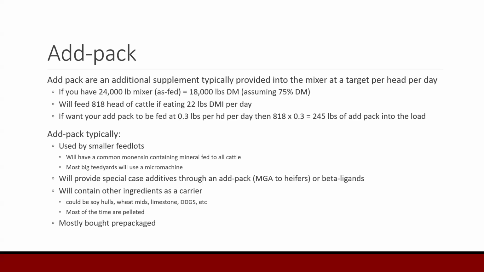Typically used in smaller feedlots that can't afford a micro machine, okay, will have a common monensin-containing mineral that gets fed to all animals. Now, the only thing they'll have ad packs for are the special cases. So MGA to heifers, beta agonists to cattle that are on the last X number of days on feed. Does that make sense?